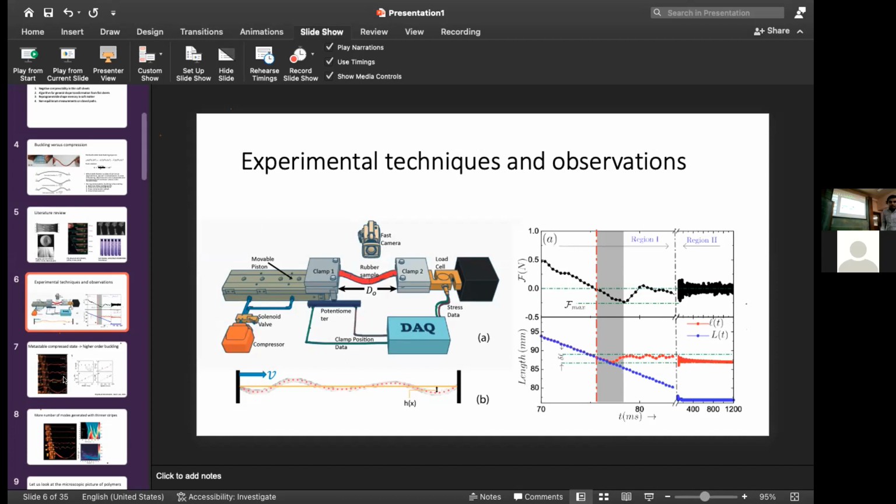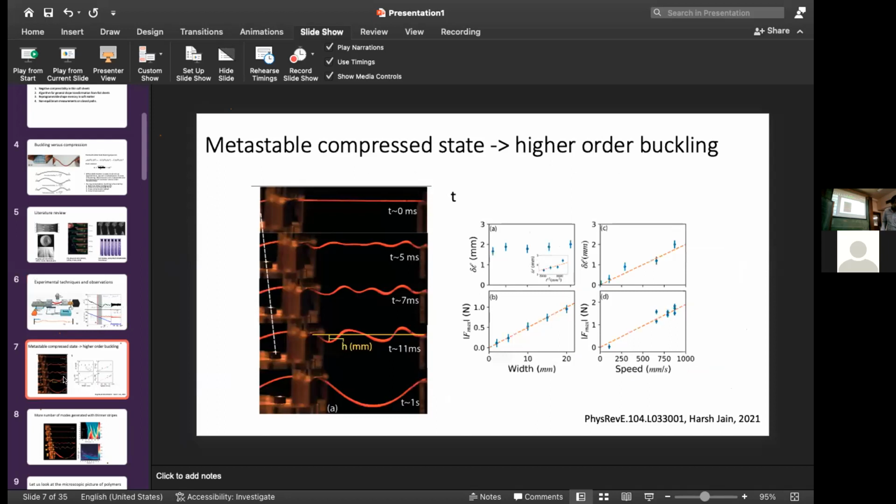Let's say I decrease the force over a very large amount of time. In this case, how we decrease the force is not actually in our control. The system will get destabilized by itself. We can maintain this compressed metastable state for only a few milliseconds, and then by itself the system will destabilize.